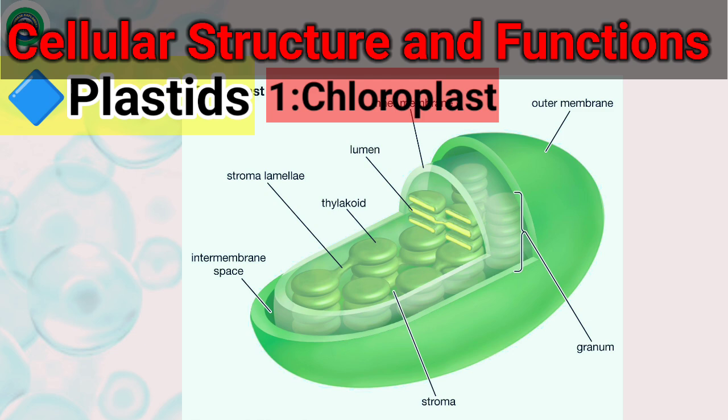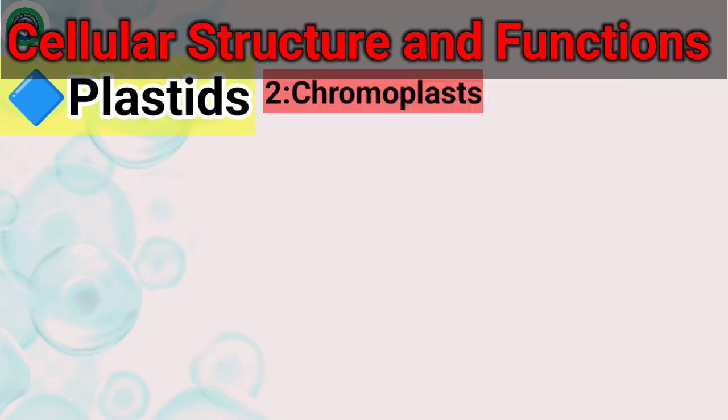Chloroplasts are the sites of photosynthesis in eukaryotes. They contain chlorophyll, the green pigment necessary for photosynthesis, and associated pigments. These pigments are present in the thylakoids of grana.